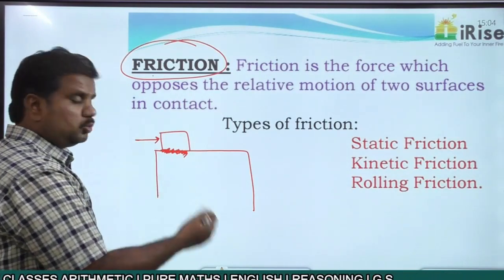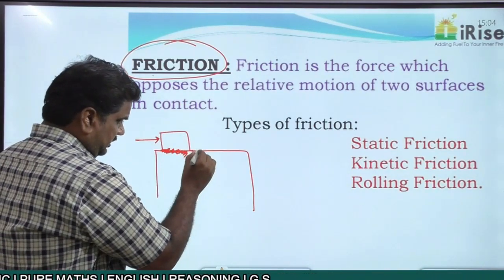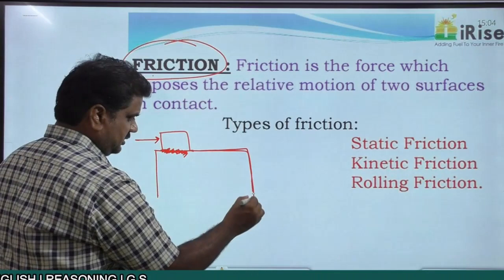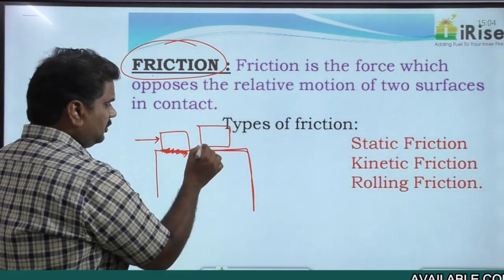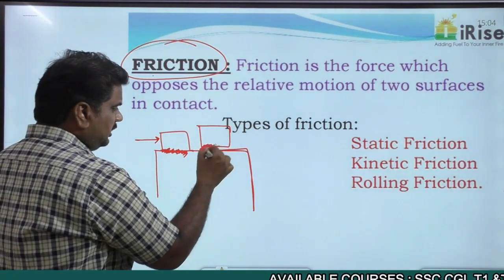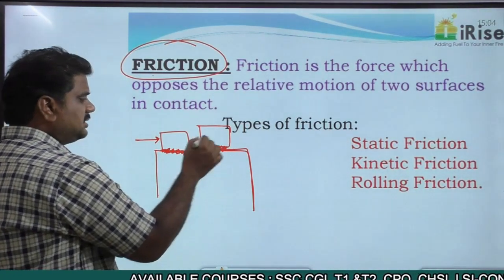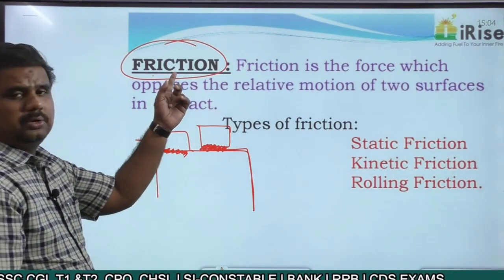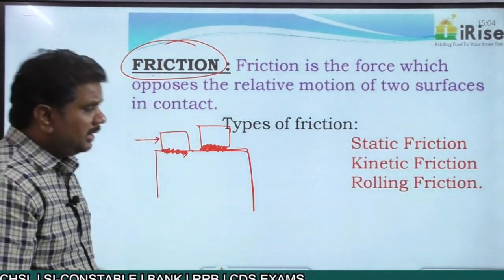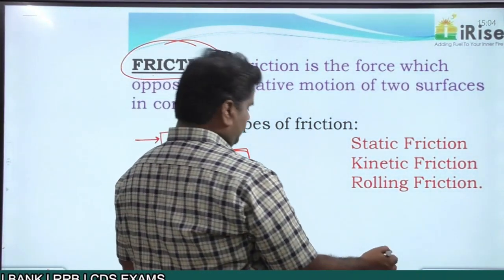Here in this case, what are the two surfaces? This is the first surface, the table is the first surface. At the same time, you have got one more surface here, the surface of the box. So between these two surfaces, there is a certain amount of force which is opposing, and that particular opposing force is known as friction, right? And this friction is of three different types.